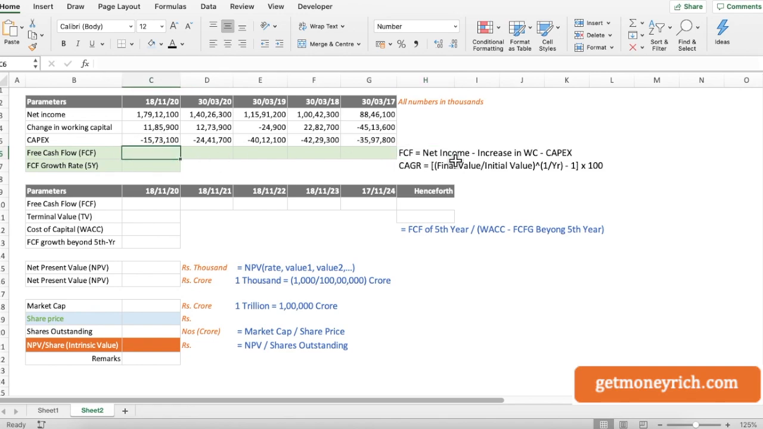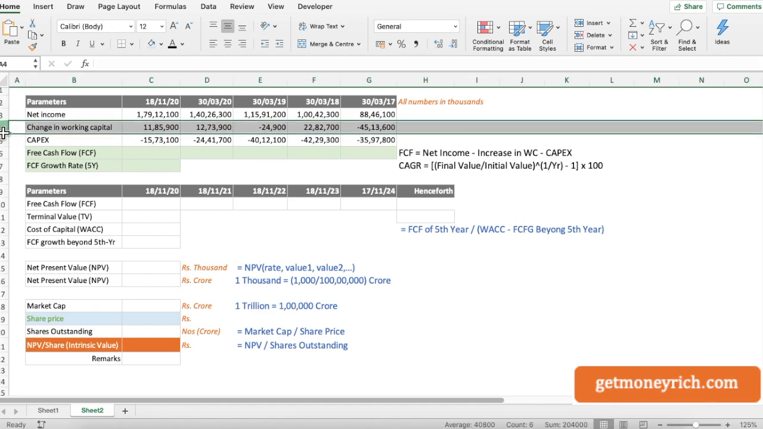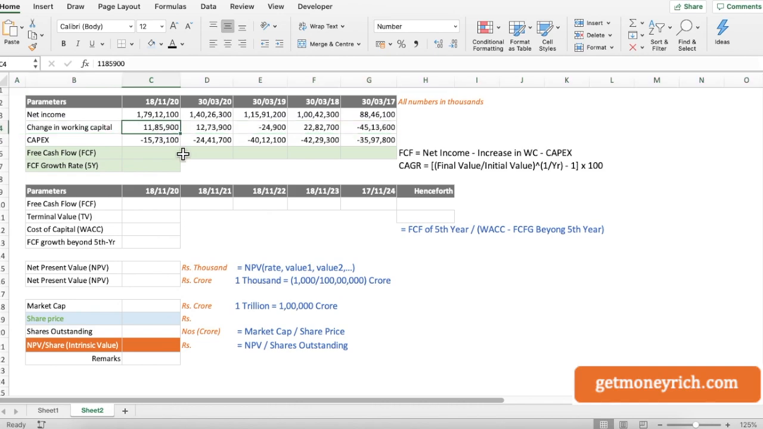What is the formula for free cash flow? Net income minus increase in working capital. Please note here it is an increase in working capital, and minus capex. The number that we have picked here is change in working capital. That change can be increase or decrease. So whenever there is a positive number, it means the working capital change has increased. It is an increase in working capital, and wherever the number is negative, it is a decrease in working capital.